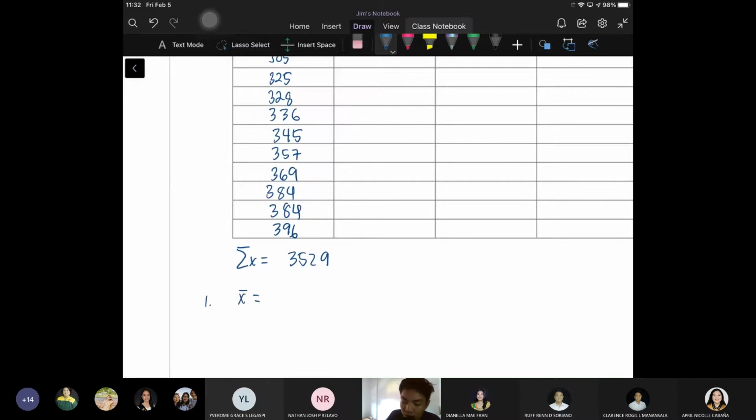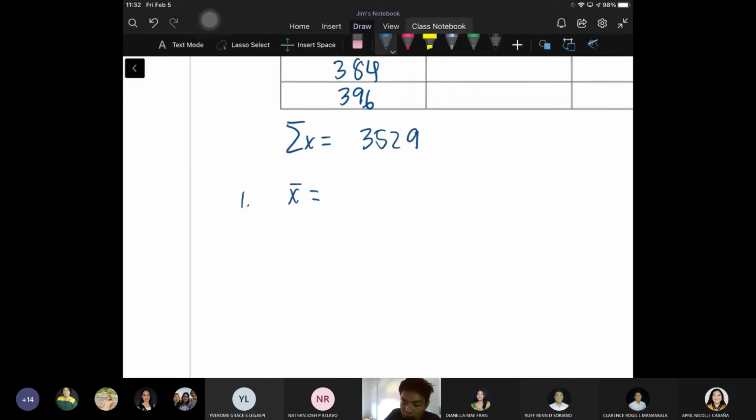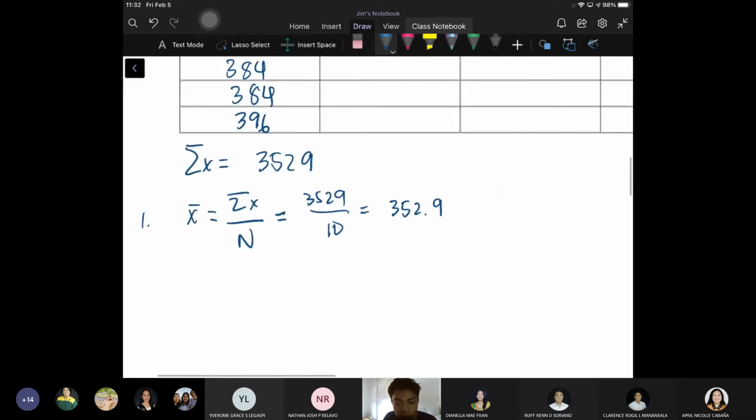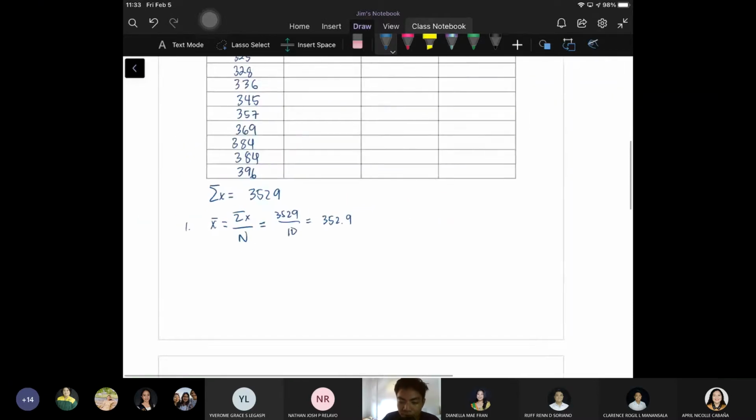So again, the equation for mean will be the sum of x divided by n. So that will be 3529 divided by 10 since we have 10 measurements. So the mean will be 352.9 ppm. Okay? So yun yung mean. Next one, median.